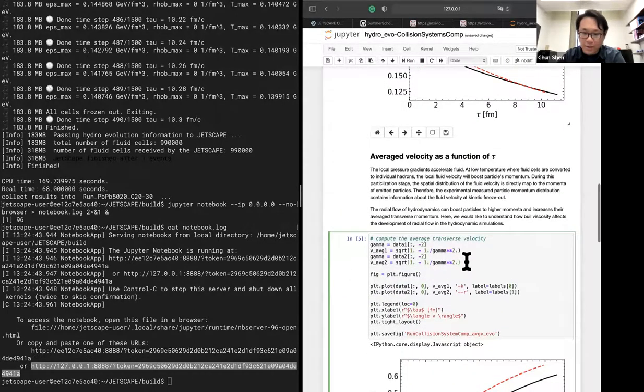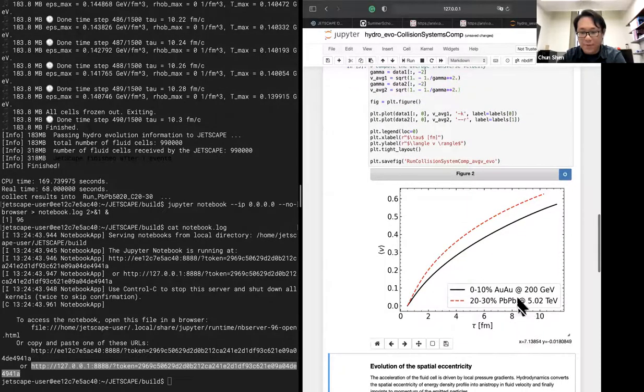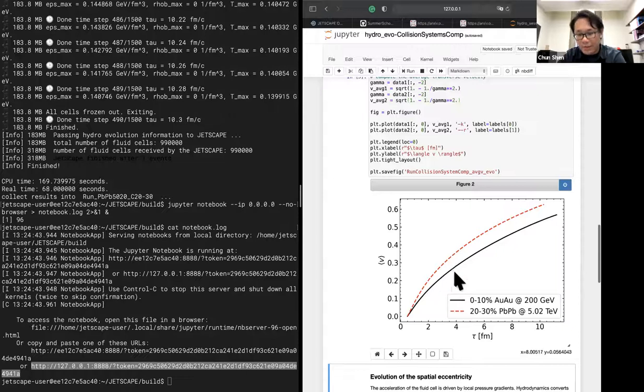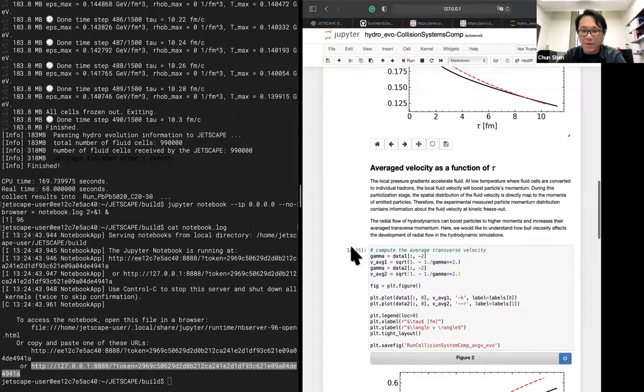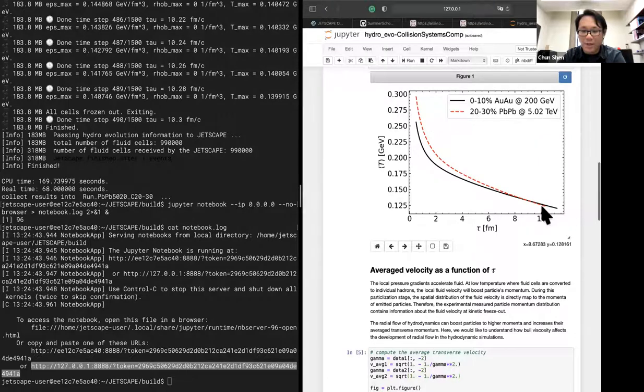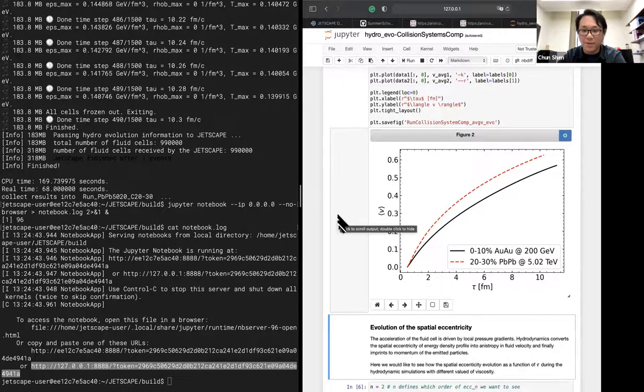Then we can look at the transverse flow. You can see that the average transverse flow in semi-peripheral lead-lead collisions is larger than in gold collisions, about 20 to 30% higher. This is also in line with our expectation that the system expands faster with a larger radial flow, and this also drops the temperature faster. So these two plots tell us a consistent message about the stronger, faster expansion in the lead system compared to gold.